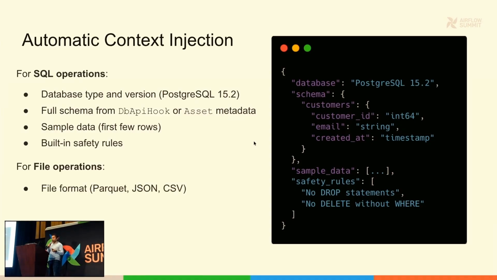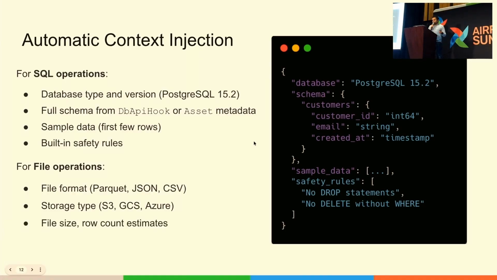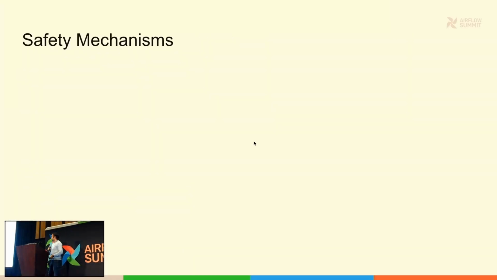Similarly for a file, you'll see different file formats: it sends the format of the file, the storage type, file size, row count estimates, and the schema information for files as well, if you are using Iceberg. And the partitioning structure, like how your data is partitioned in S3 and GCS. Now, with anything LLM, the first question is, okay, great, he's using an LLM to generate queries at this point, but what are the safety mechanisms that he already has?